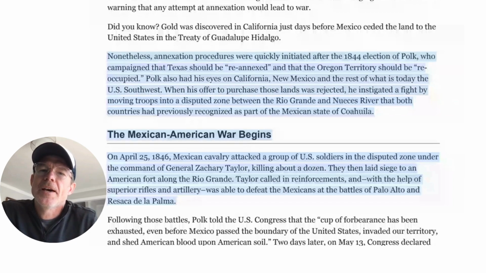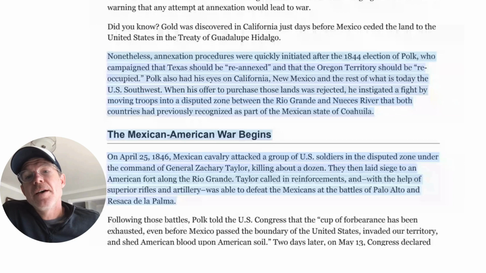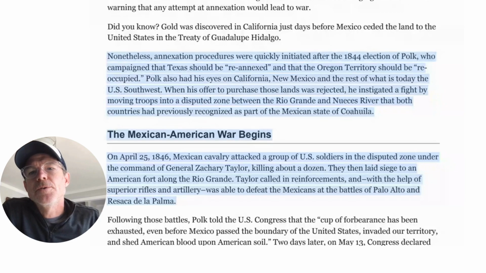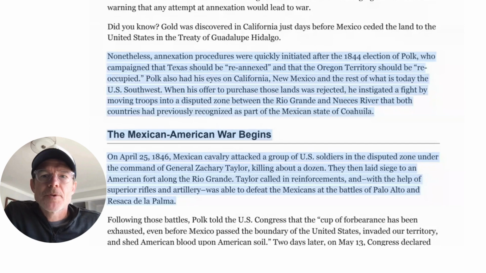and I'm just going to read that with you. And this is talking about what happened after Texas declared its independence from Mexico. So I'll start reading. Nonetheless, annexation procedures were quickly initiated after the 1844 election of Polk, who campaigned that Texas should be re-annexed and that the Oregon Territory should be reoccupied. Polk also had his eyes on California, New Mexico, and the rest of what is today the U.S. Southwest. And those were all part of Mexico.